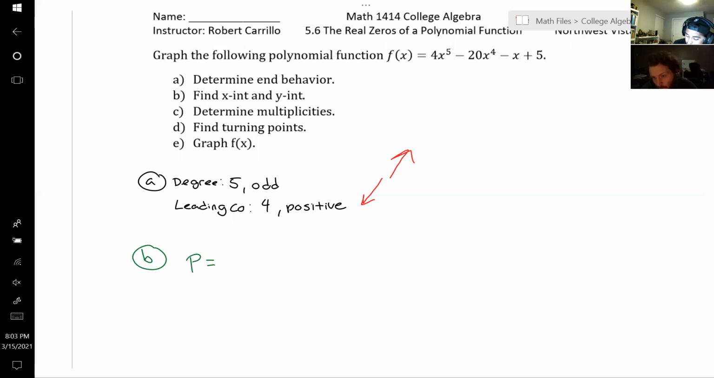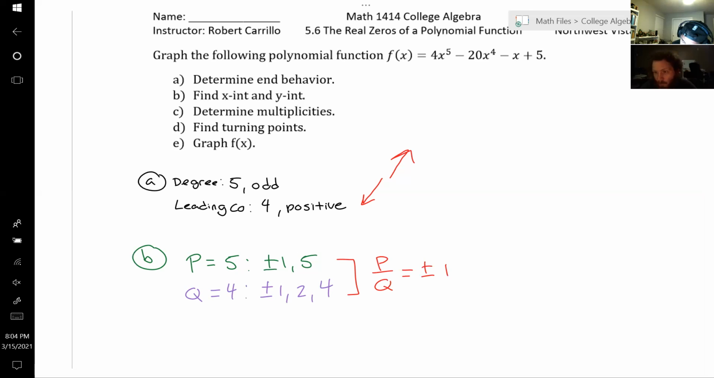So P belongs to the constant, which is 5, and the only factors of 5 are 1 and 5. Then Q is the leading coefficient, so we get plus or minus 1, 2, and 4. Then P over Q, we get plus or minus 1 over 1, so 1, and 5 over 1, so 5, and then 1/2, 1/4, and then 5 over 2 and 5 over 4. Okay, so those are our potential zeros.